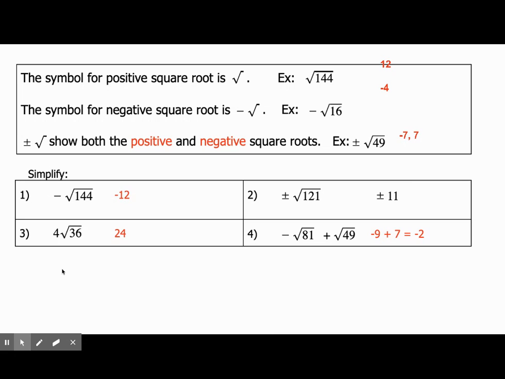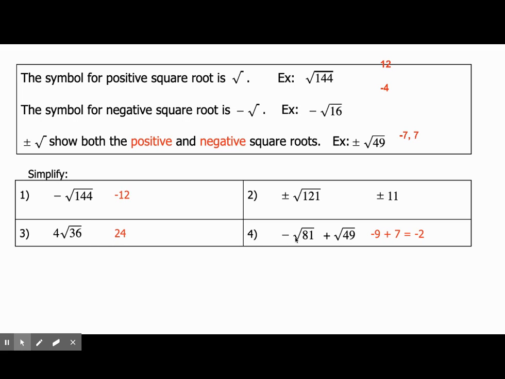In example 3, this is pretty tricky. When you don't see an operation between a number and this square root, it is multiplication. So this is 4 times the square root of 36. Well, the square root of 36 is equal to 6, and 4 times 6 is 24.